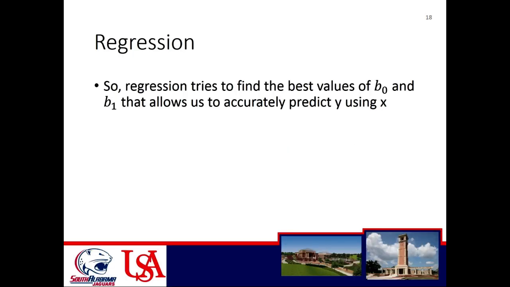Okay, so long story short, a regression equation tries to find the best values of beta naught, which is our intercept, and beta 1, which is our slope, that allows us to accurately predict y using x. And if we had more predictors, it would be predicting y using x1, x2, x3, x4, and so on until we account for all of our predictors. So that's all regression does. It just tries to find the best line of best fit. It tries to give us the line that's represented by the beta naught, beta 1 equation.